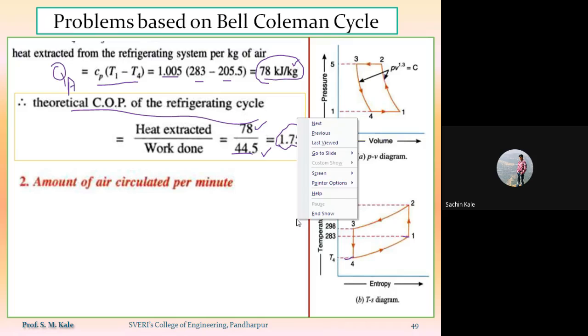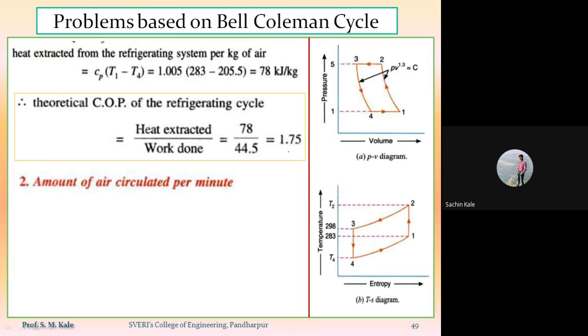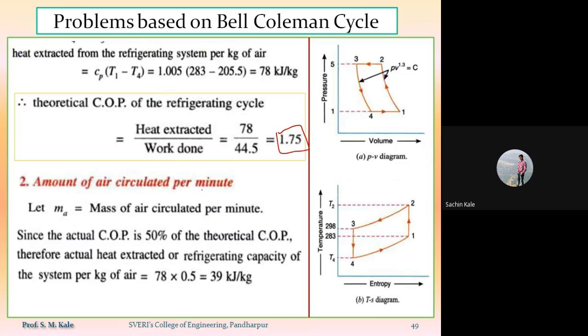So 1.75. 1.75 is nothing but the value of theoretical COP. But what we are knowing, actual COP is nothing but 50% of the theoretical COP. So to calculate the mass flow rate, as we are knowing that actual COP is nothing but 50% of theoretical COP.